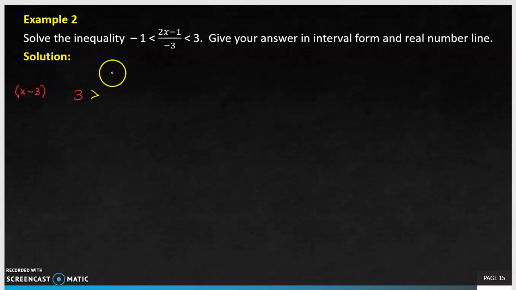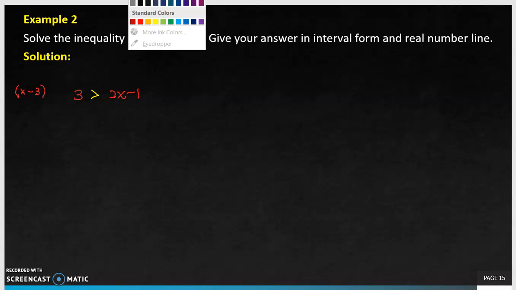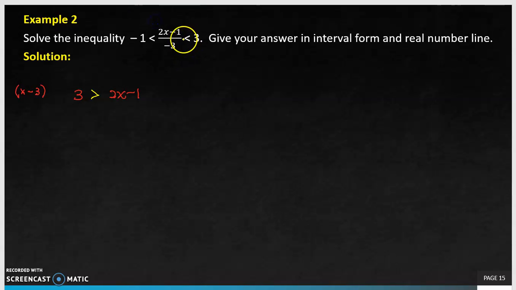So the center here will be 2x minus 1. Again, before this was less than, now it is greater than. So 3 times -3 is -9.